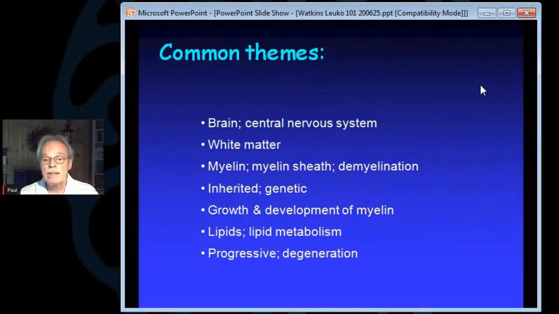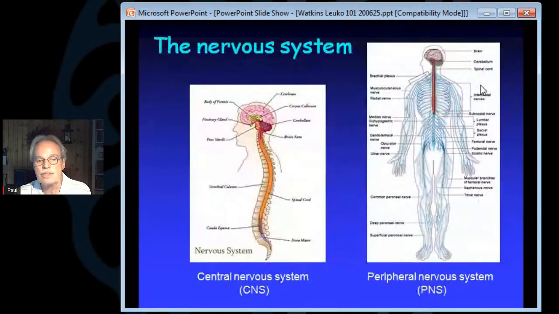So if you take all of that and see what you can get out as common themes, we have the brain and central nervous system. We have white matter, myelin or myelin sheath, and demyelination. We have inherited or genetic, and we have growth or development of myelin. We have lipids and lipid metabolism, and progressive and degeneration. So we're going to look in a little more depth at some of these things.